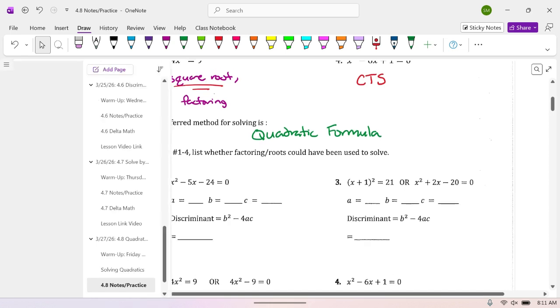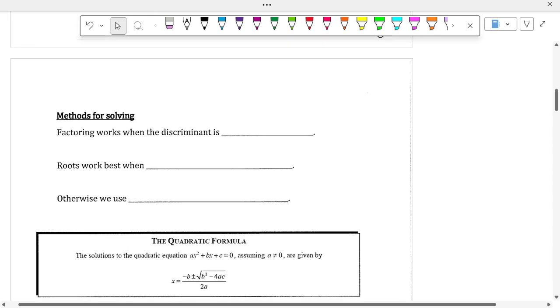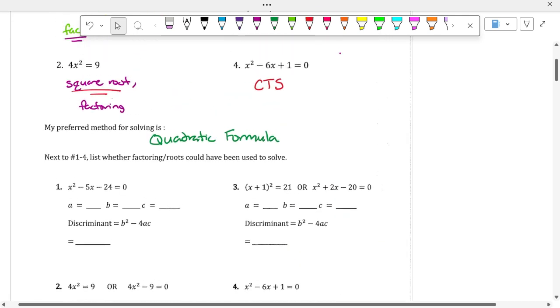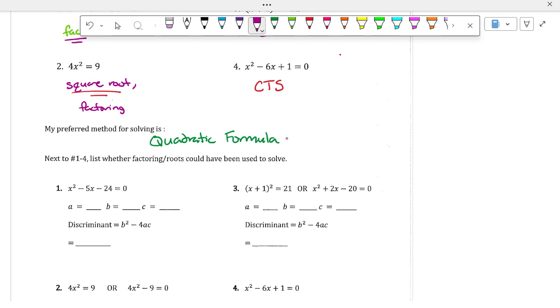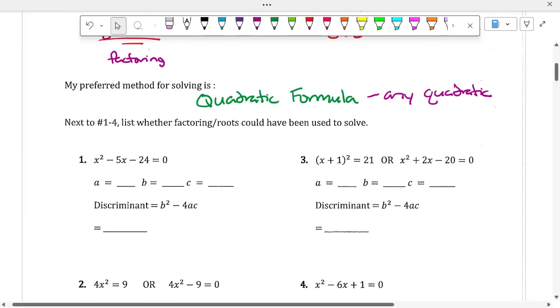Quadratic formula, and I'll tell you what that is in just a second. But the quadratic formula can be used to solve any quadratic, whether it's factorable, non-factorable, the a value is 1, the a value is not 1, it's missing a bx value, it's not missing a bx value, whatever. That's always your go-to. So if you don't know what method to use, you can always default to quadratic formula. It will always solve it.